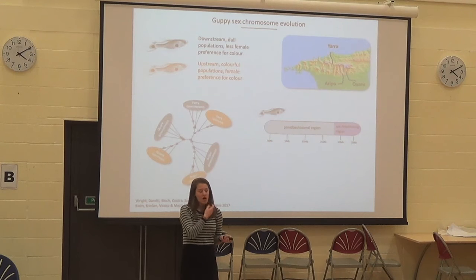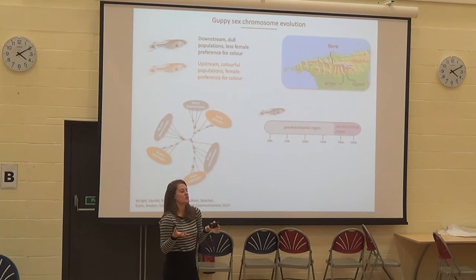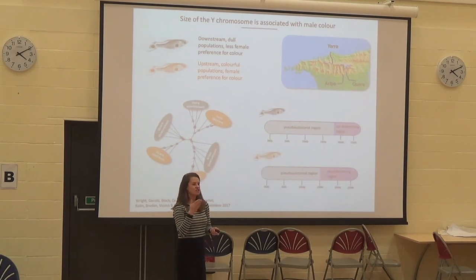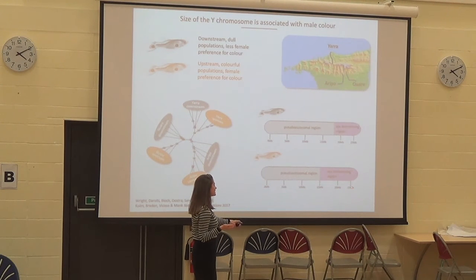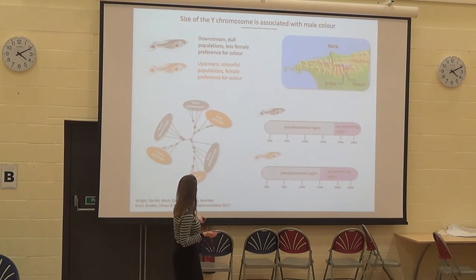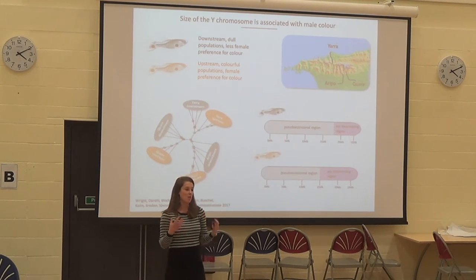So we were interested in asking, well, if Y chromosomes are important for male colour and sexual dimorphism, is this region bigger in the colourful populations? And it is, which was amazing. We were so pleased when we saw this. It's quite a bit bigger in each of those colourful populations. So what this means is that this sex-determining region has expanded independently 3 separate times across these colourful populations.